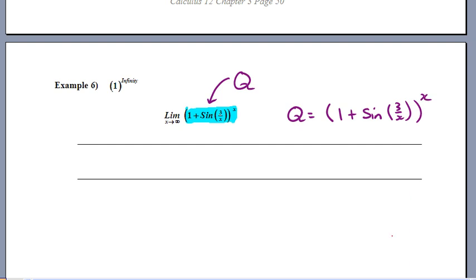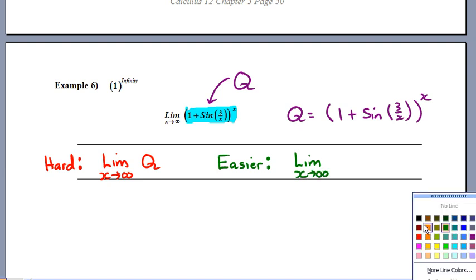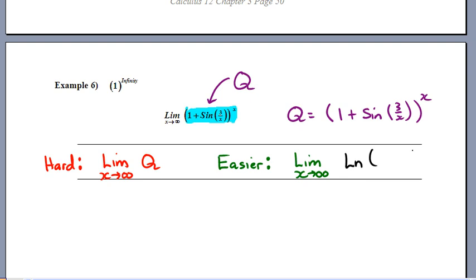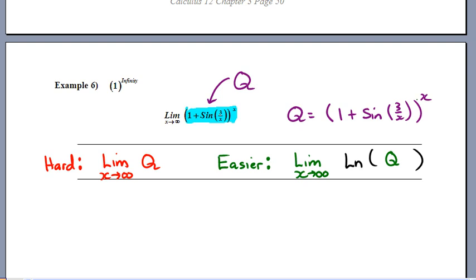It's really hard. Like, I don't even know how to do it. It's really hard to try to do the limit. They want x to go to infinity. It's hard to do the limit of q. So let's not. Let's do this one. It'll actually be easier. Maybe not easy, but it'll be easier. Let's do the limit. X can go to infinity, but let's not do it for q. Let's do it on the ln of q. Because then we'll be able to pull that x down from up there in the exponent.